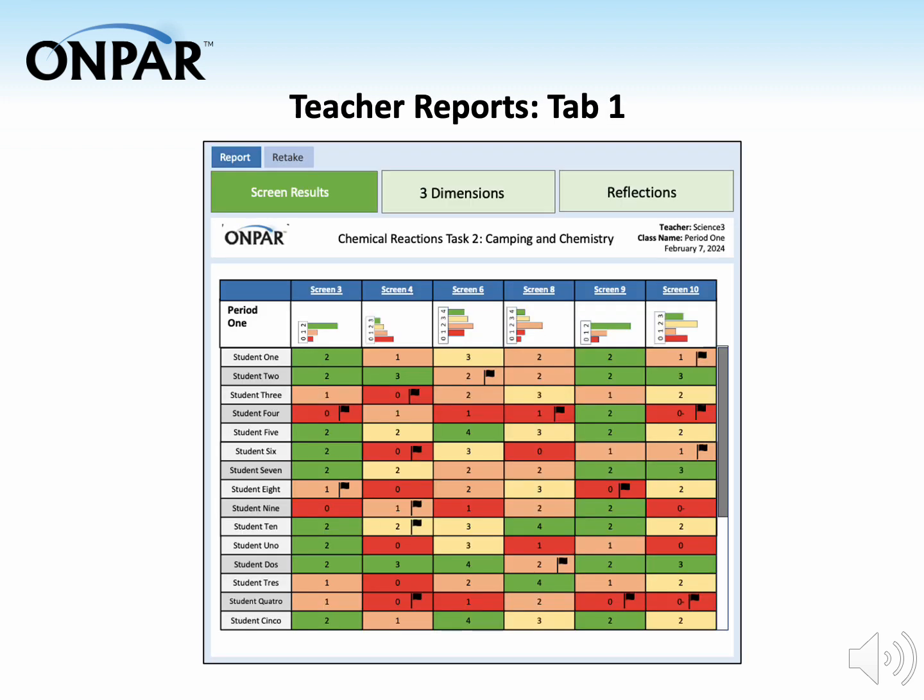Then in the teacher view, those checkboxes are converted to the flags that you see here. You can see that the teacher report is broken down into 3 tabs, mirroring the student report. It gives you this really quick color coding to help you see, all right, at a glance, I can tell that screen 4 was pretty tough for my students, but screens 3 and 9 look like they were really successful. Or I can go student by student. It looks like student 2 is really doing great, but student 4 is having a lot more struggles.